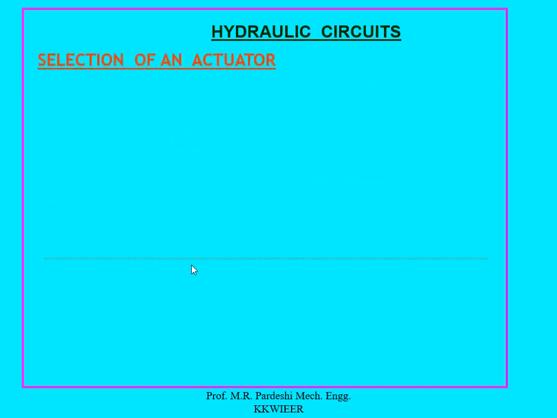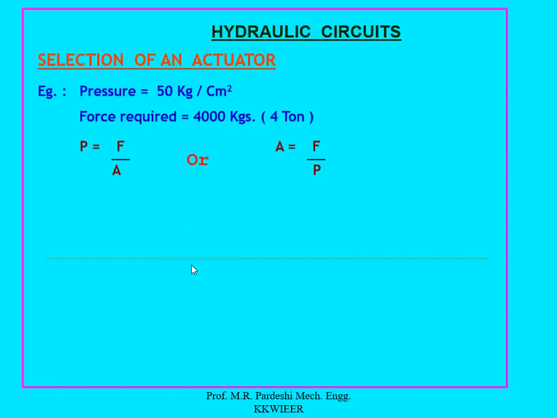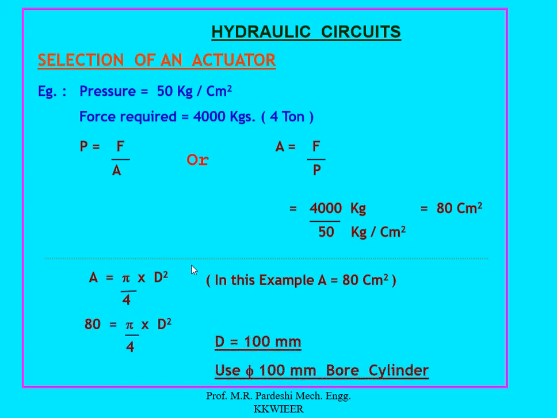So, the selection of actuator. For example, the pressure is 50 kg per centimeter square and the force required is 4000 kg, that is 4 ton. So pressure P equals force upon area, or A equals F upon P. So we can easily calculate the dimension or the area. It requires 4000 upon 50, that is 80 centimeter square is the area required. Area A equals pi by 4 into d square. So in this example, capital A is nothing but 80 centimeter square.